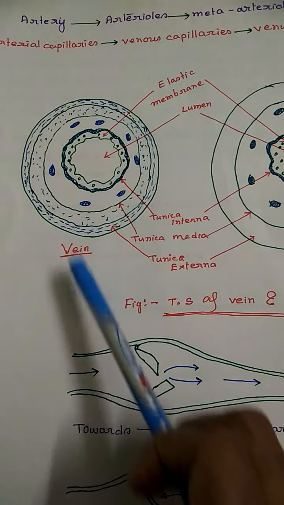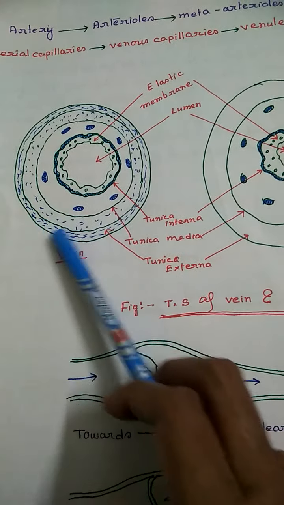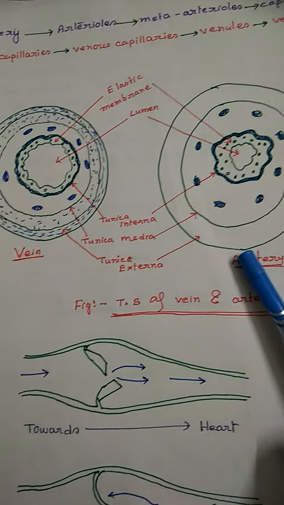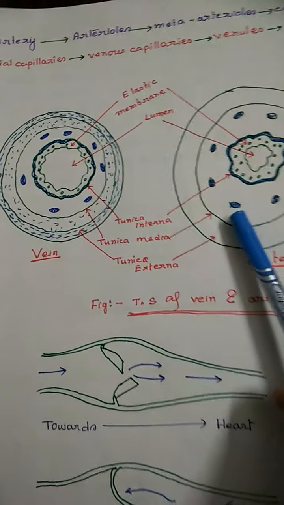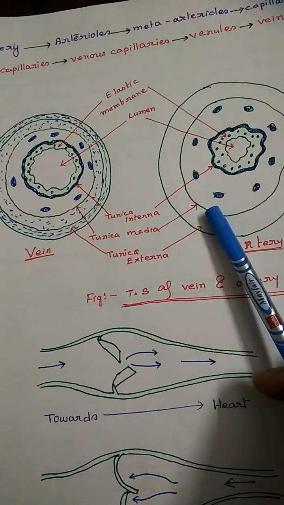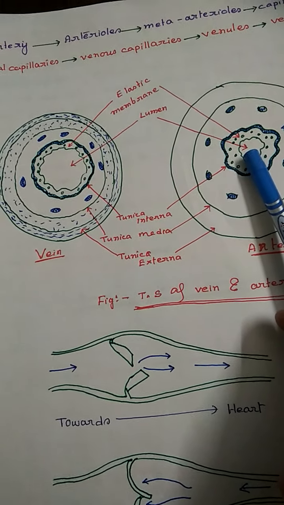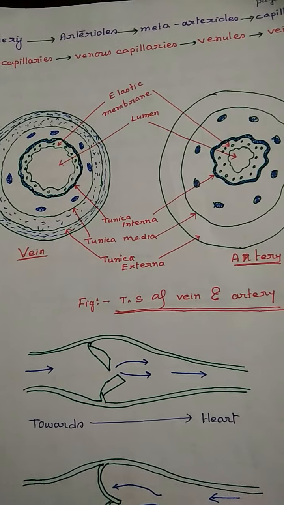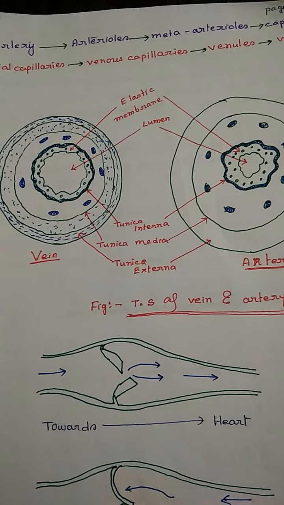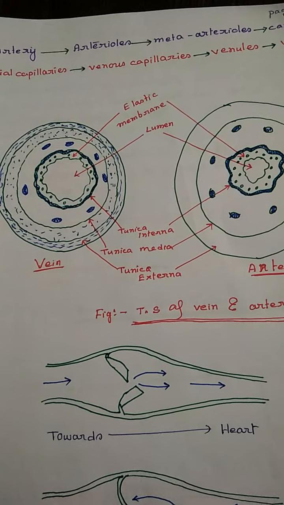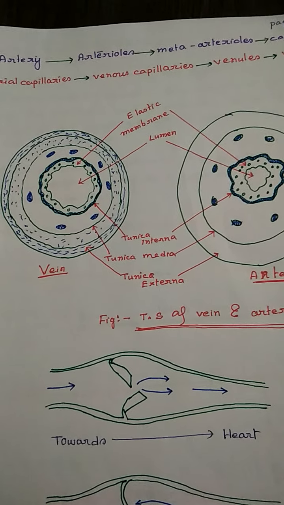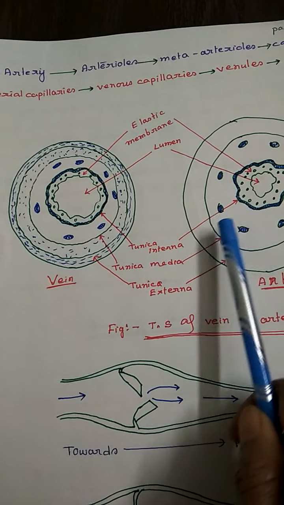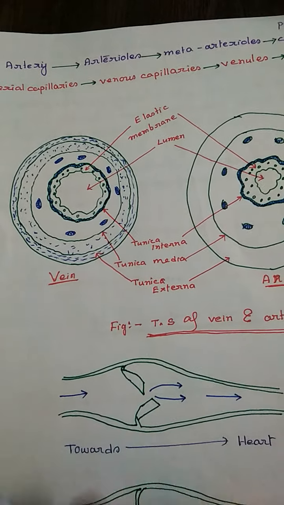So you just see the diagram of the vein, that is the cross section, TS, and here is the artery. Both of them have the same parts, but here the lumen is very small in comparison with the vein. So that is a difference between the vein and the arteries. Now, this is the tunica interna, in both the cases.